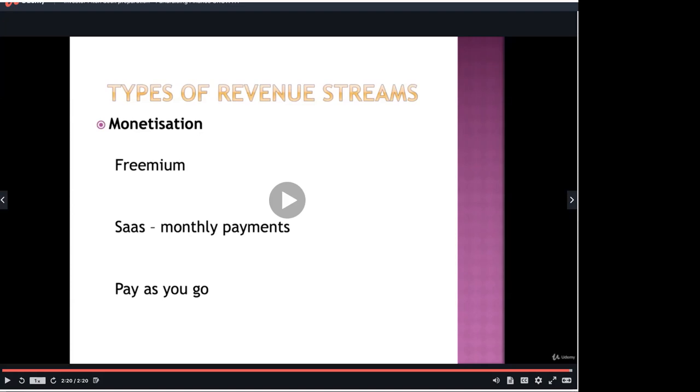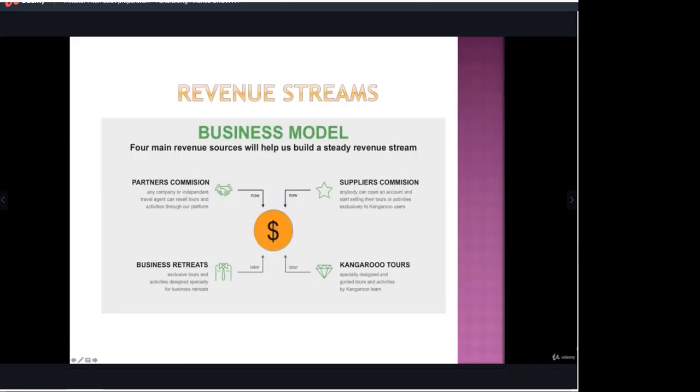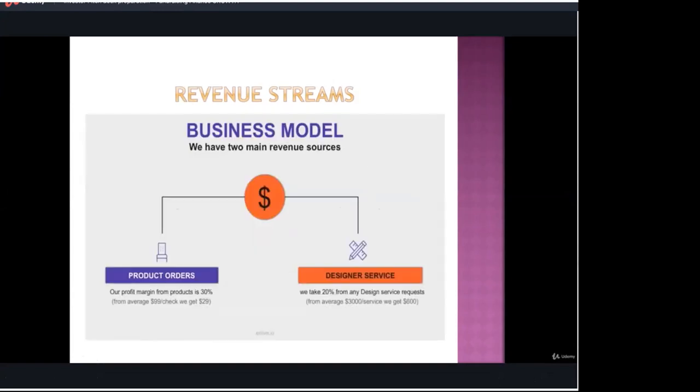I just want to do one more thing before we wind up. Revenue streams. Here are a couple of revenue or business models from Kangaroo and from Enlive.